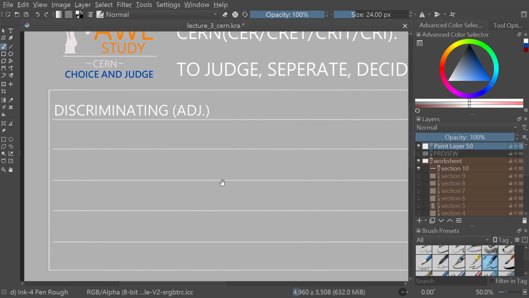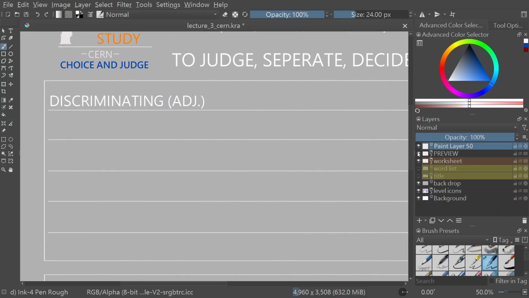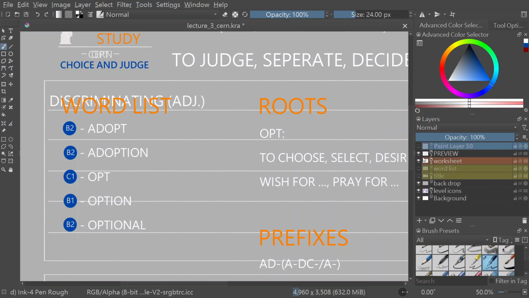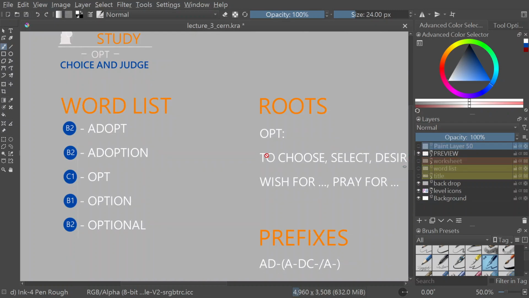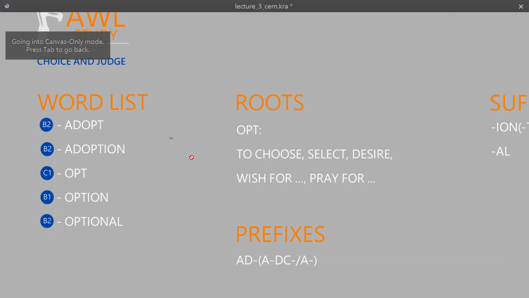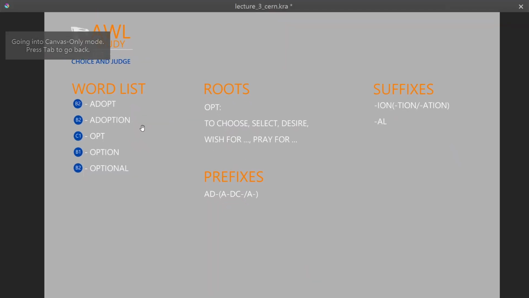Now, lastly, we have the preview of the next section. We're going to study these words that share the root, which means to choose, to select, to desire, to wish for, or to pray for something. Alright, let's move on.